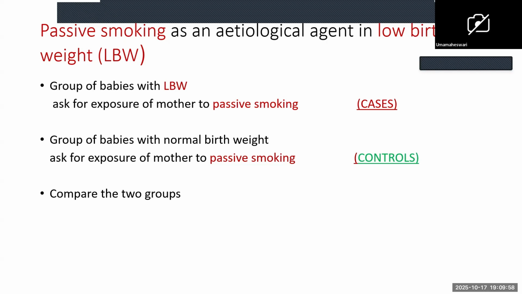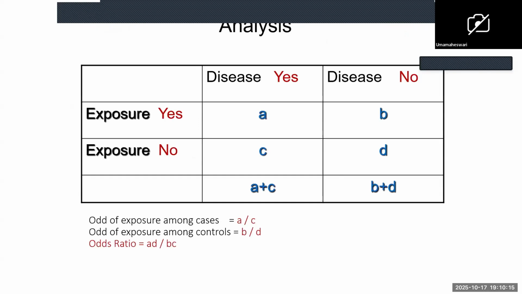And you ask whether you have been exposed to second-hand smoke or passive smoking during your pregnancy. That is your exposure factor. Then compare the two groups to see where there is a higher prevalence of this risk factor. So in the analysis, the diseased individual is your case, the mother with low birth weight, and the control is the mother with normal birth weight. You ask about passive smoking or exposure to second-hand smoke, present or not.